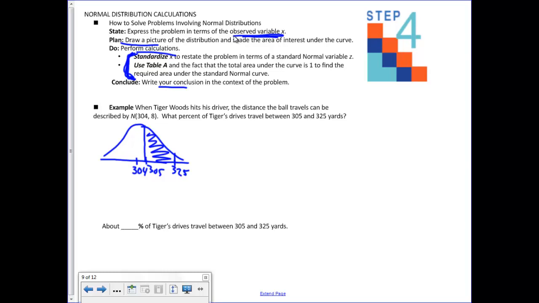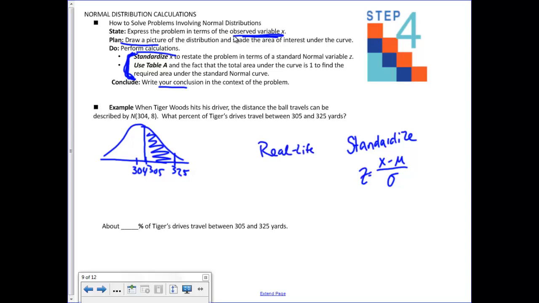So I sketch my curve. Now I need to do some calculations. Let's take a sidetrack a second and make sure you get this on your paper. We talked about how to standardize. We take the z-score. To find our z-score, we take x minus the mean divided by standard deviation. Here's a picture, and we're going to keep coming back to this. So to standardize, I can find my z-score with that formula.